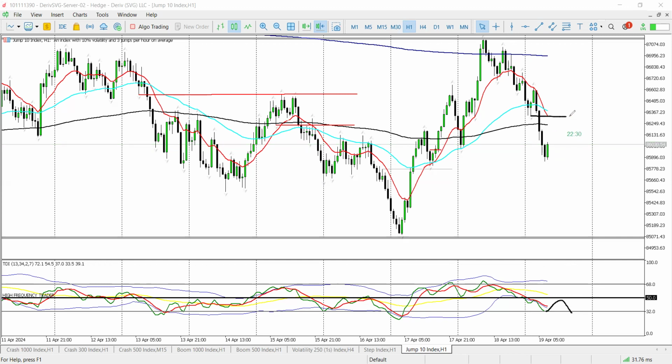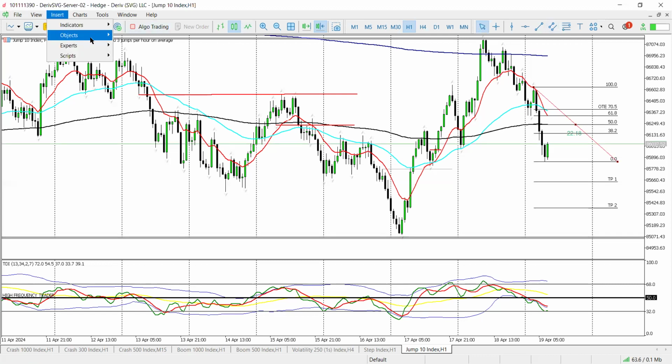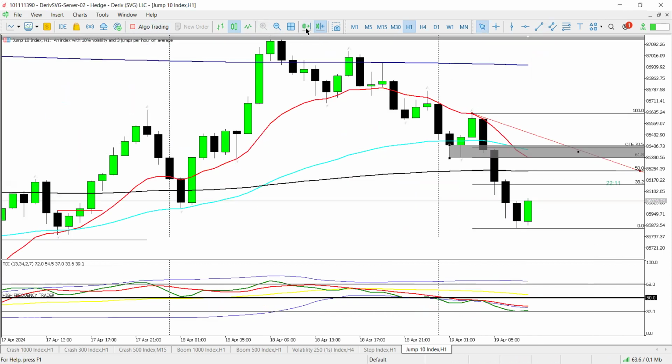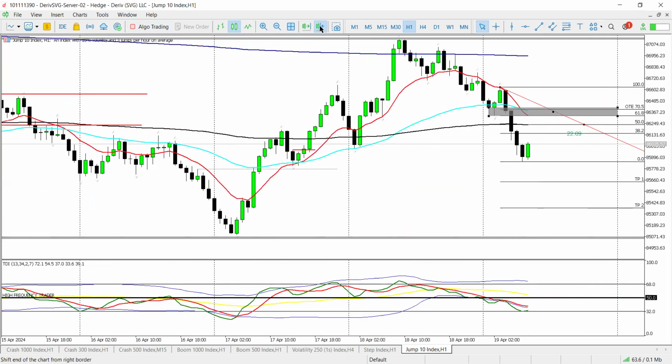So my point of interest would be this area, where I'll also run a fib. Okay, this is my point of interest, that broken zone there. So if we run a fib, you notice that that point of interest is on the 61.8% fib retracement. So that could be a possible play on J10.